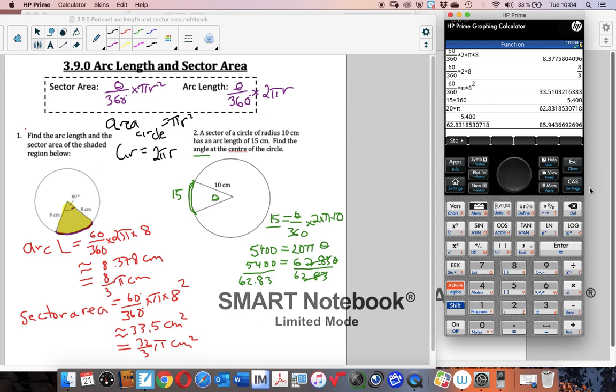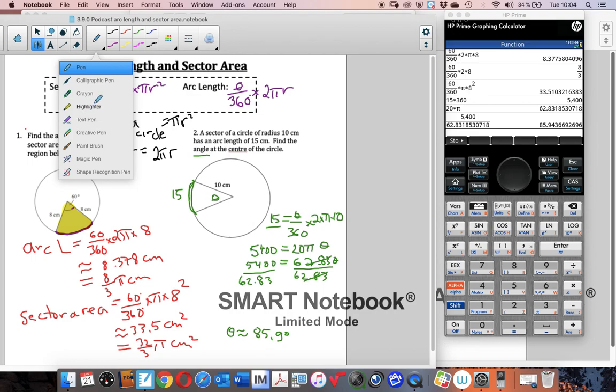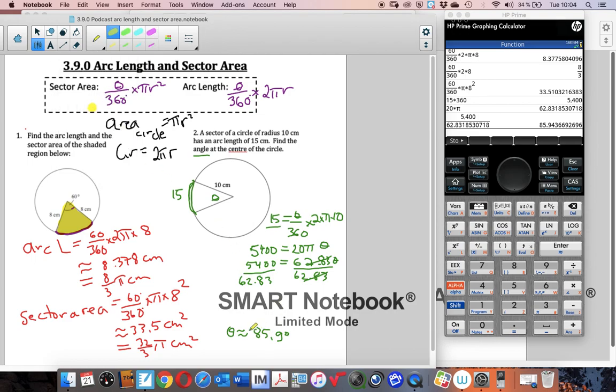All right, so we got 85.9, sorry about that. So this is the size of our angle, okay? It's not drawn to scale. Probably you already saw that there's no way that it looks like it's this big, but we'll just accept it, so not to scale.